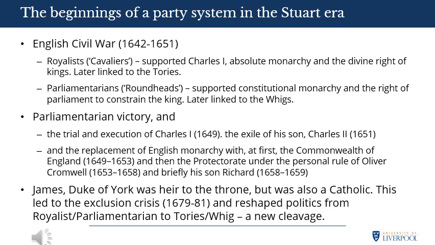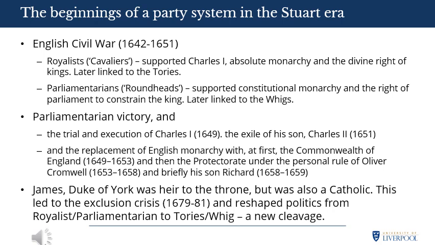Parliamentarians, on the other hand, supported the right of Parliament to have ultimate control over the monarch and the executive branch of government. Most supported constitutional monarchy, but some supported republicanism, including Oliver Cromwell. The Civil War ended with a parliamentarian victory, and at that point, so many parliamentarians were so annoyed at the Crown that they were willing to support a republic.